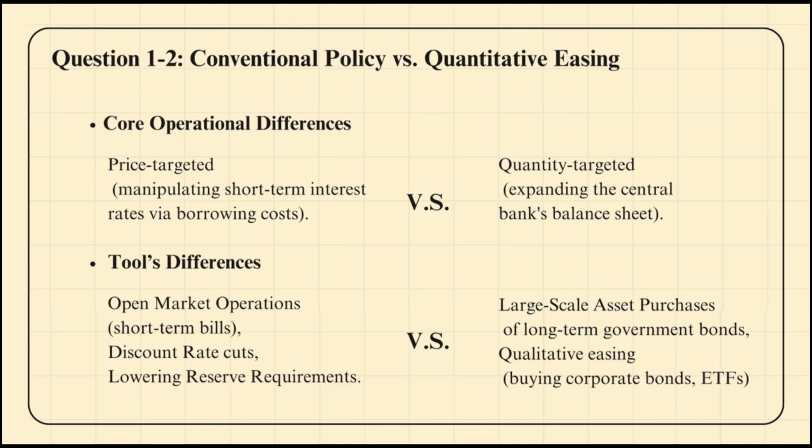Instead of trying to lower the price of money directly, the central bank prints money to directly expand its asset balance sheet, and the tools switch from short-term interventions to large-scale asset purchases of long-term government debt. And in Japan's case, risky assets like ETFs; essentially the central bank bypasses the banking sector to inject liquidity directly into the broader capital markets.